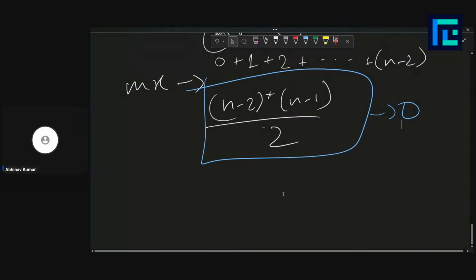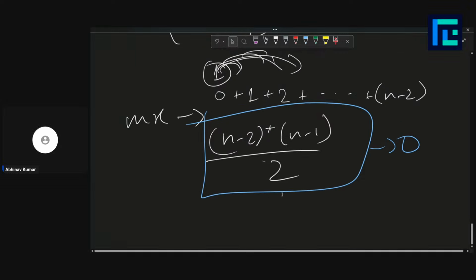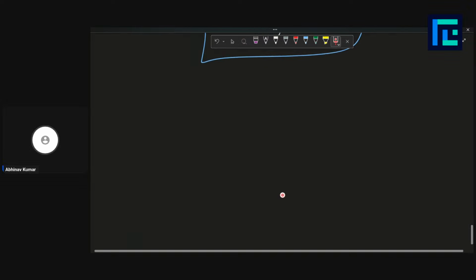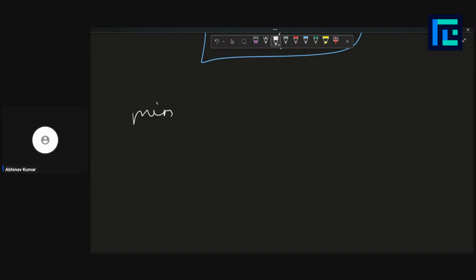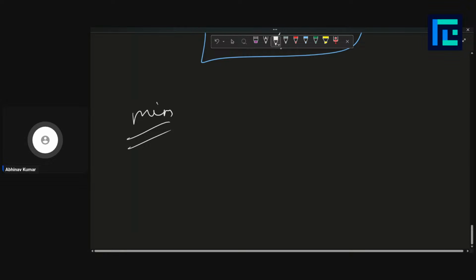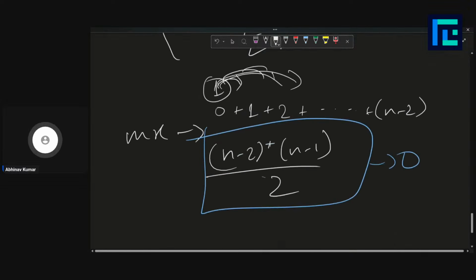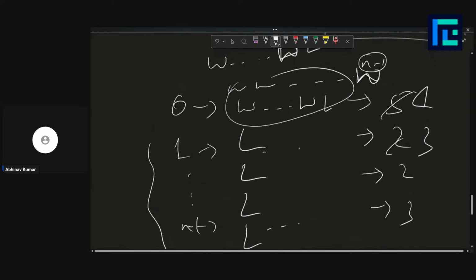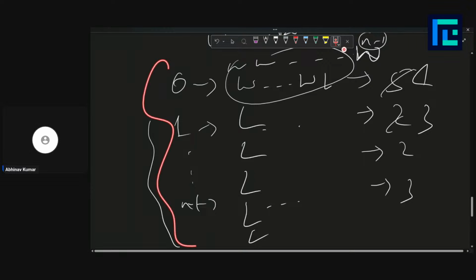So you get 6. Okay, you can verify from the test case. So this is the formula for the maximum that we get. What about the minimum? If you think of the minimum, again, this sequence would still remain. Now you want to minimize this sequence. Okay, so how do you minimize this?